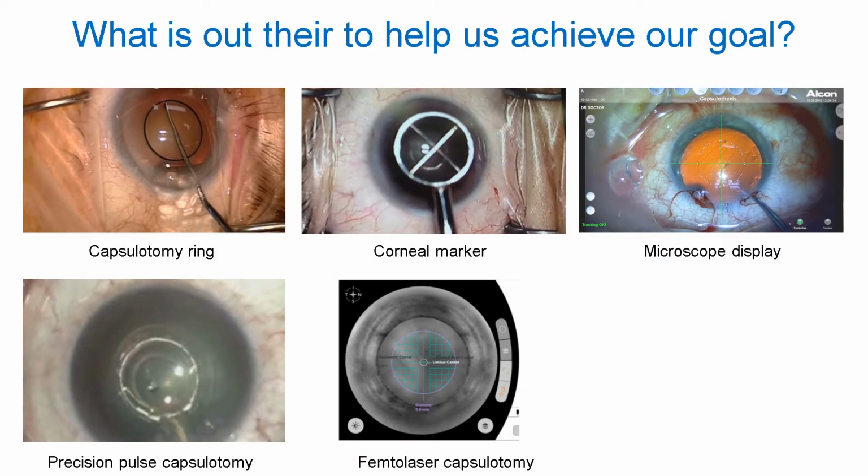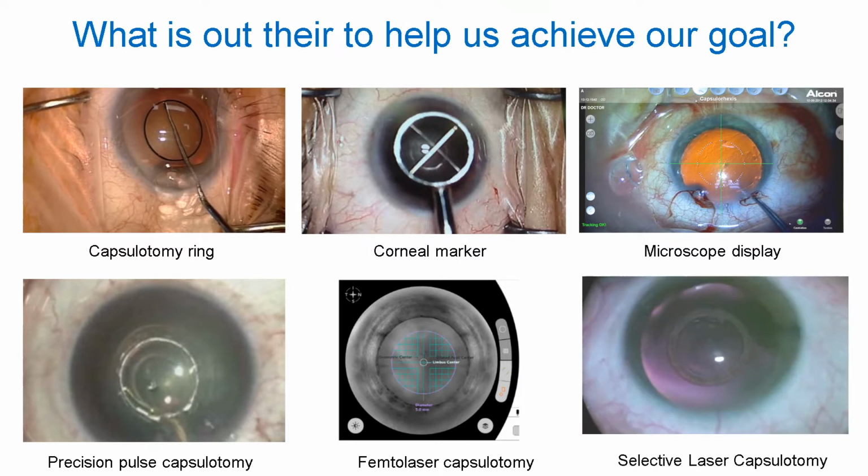So what is out there to help us to try and achieve our goal? Well, you could use a capsulotomy ring as invented by Marie-Josée Tassignon, or a corneal marker, or you could have a microscope head-up display, or as is used with precision pulse capsulotomy, you could use the Purkinje images to center your capsulotomy, or use the apex of the anterior capsule with a femtolaser capsulotomy. Or also, you could use selective laser capsulotomy, as we'll see more of in a moment.